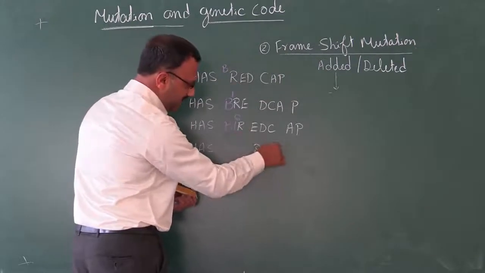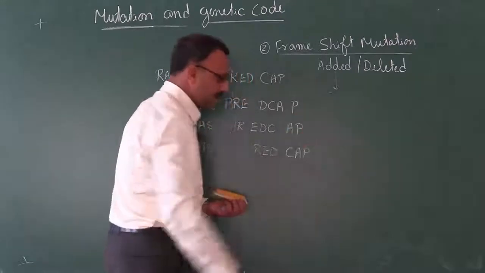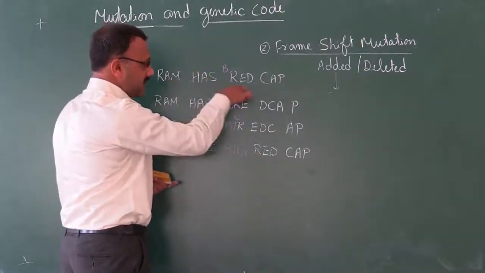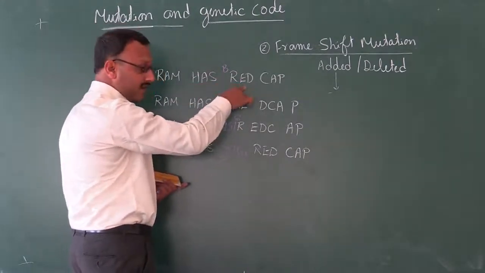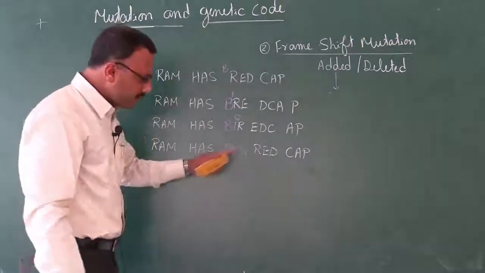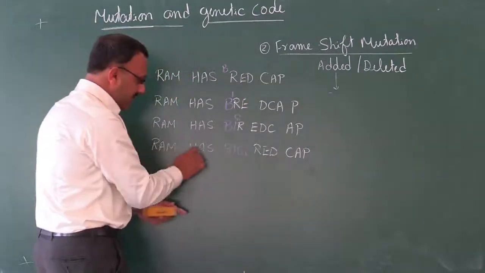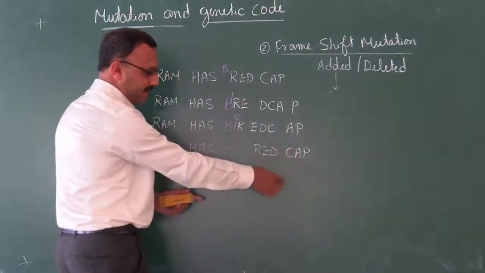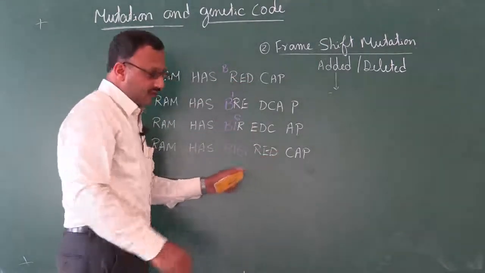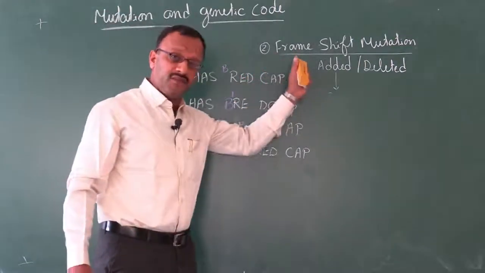This R is shifting here, ED, and the C will be shifting that side, cap. Now earlier, red position was the third nitrogen base, that is the third triplet code. Because of the addition of one set of nitrogen bases, the triplet here, now the position has shifted to the fourth position. Ram has big red cap. Third position was red earlier, now the red has gone to the fourth position. So this is what we call the shift position, or the frame shift mutation.